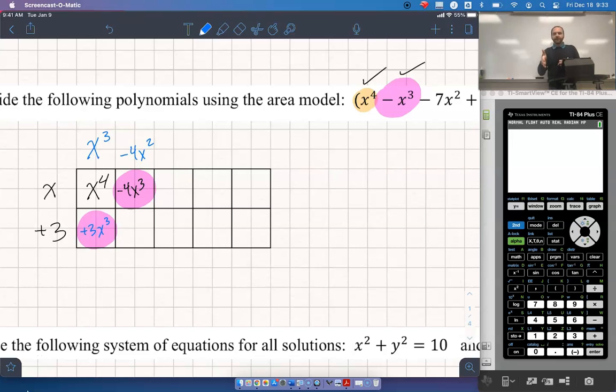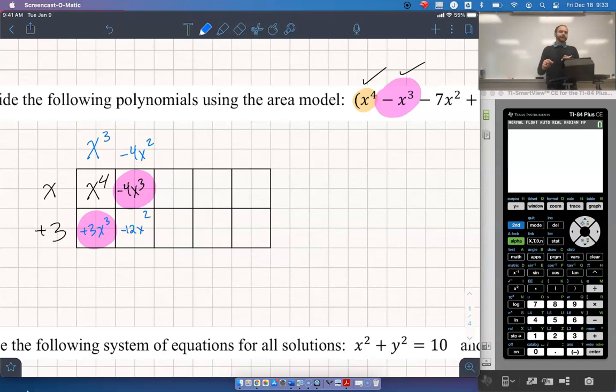And I can finish the column, just like I did before. So negative 4x squared and 3 gives me a negative 12x cubed. Perfect. But there's a problem. I don't want negative 12x cubed on the inside. The inside combines to give me a negative 7. I apologize. It should be negative 12x squared.